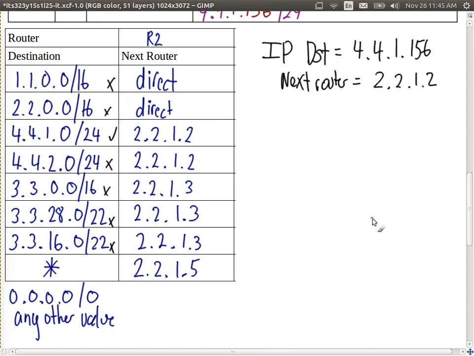Let's consider another case. Any questions on that one? That's an easy one. It's going to disappear. Any questions? Okay.